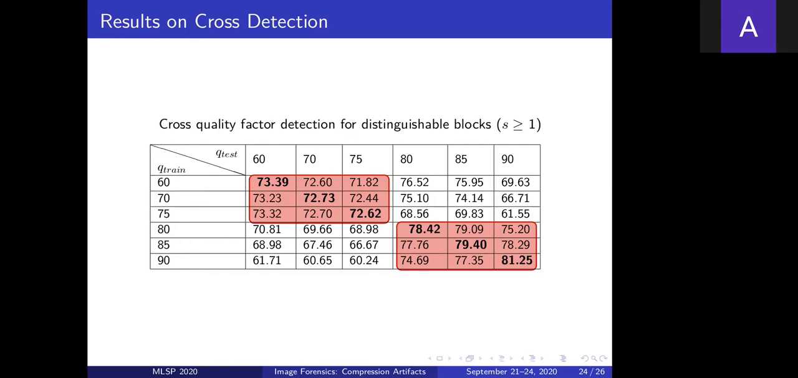Again, this can be looked upon in terms of rounding and truncation error blocks. As discussed earlier, the quality factors 60, 70, and 75 have majorly truncation error blocks, and 80, 90, and 95 have a higher influence of rounding error blocks. As a result, our network is able to generalize well among these categories.